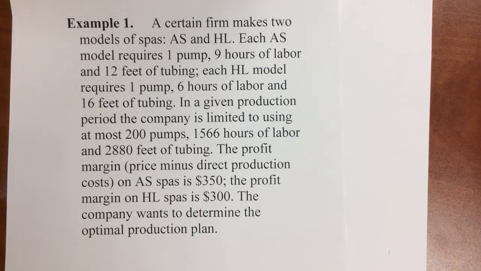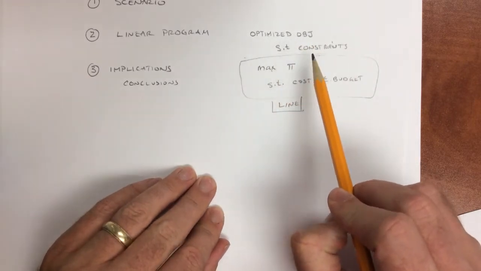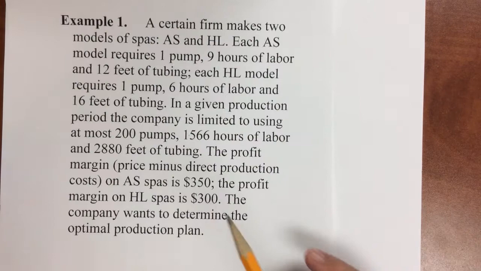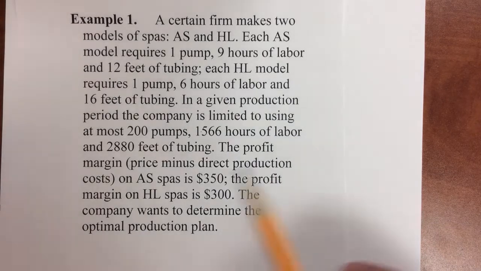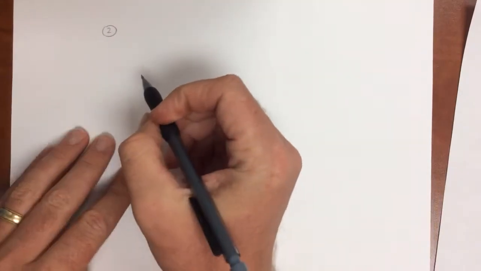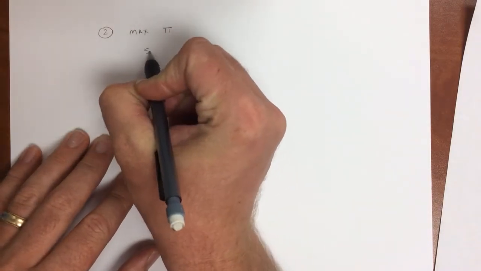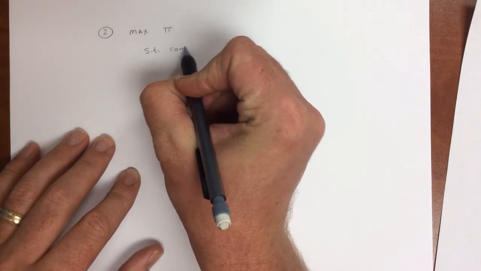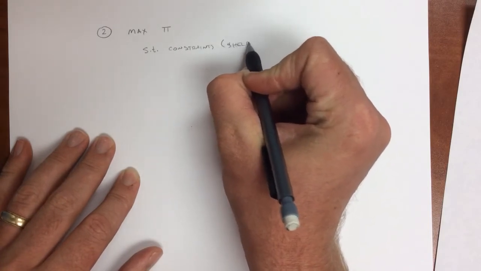So when we think about writing out the linear program, we want to optimize our objective subject to our constraints. Based on example 1, what is our objective? You own a business, what are you trying to do? Think of this as we're trying to maximize profits. So to write out our linear program, step 2, our linear program is going to be maximize profits subject to constraints, or what we think about as what's on our shelf. That's what we want to operationalize and actually write out.